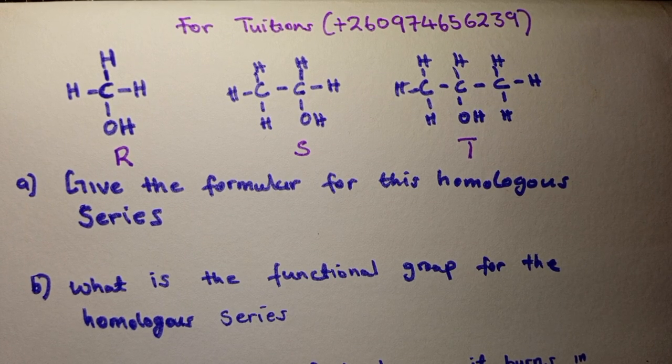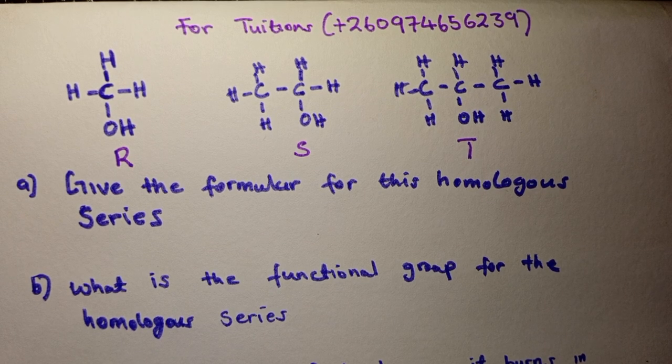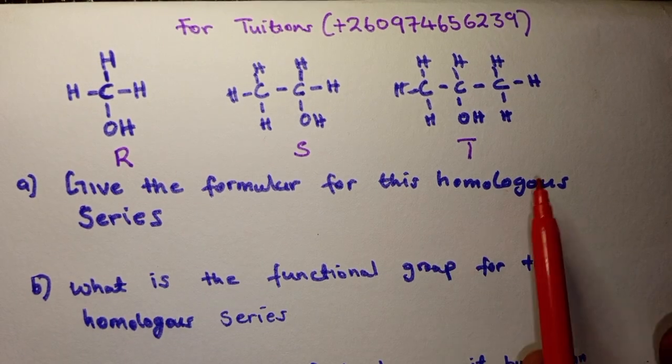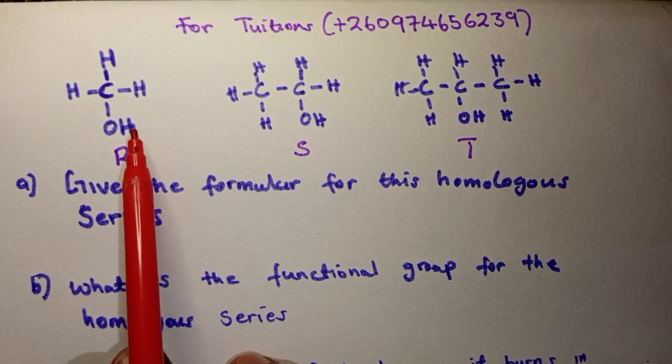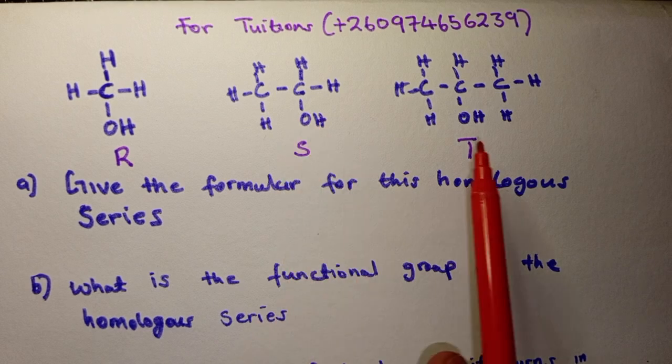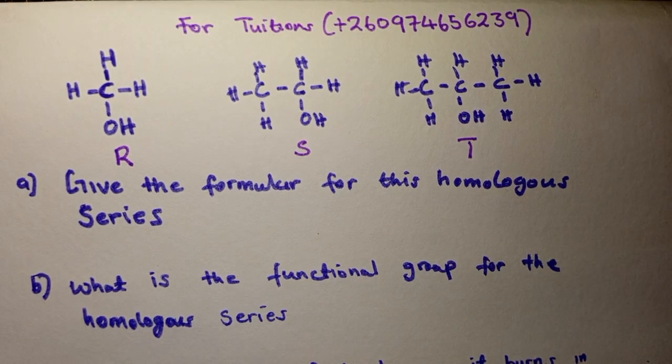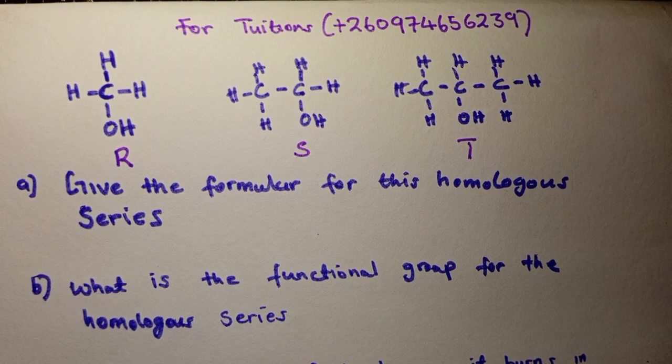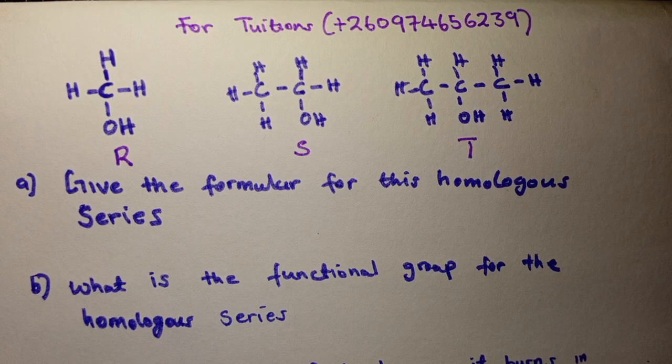In this video, we're looking at questions under organic chemistry. So we've got compounds here named R, S, and T. The first question says, give the formula for this homologous series. When you look at these compounds, they have one thing in common, and that is the OH group. This OH group, we call it the hydroxyl group, or the alcohol group.